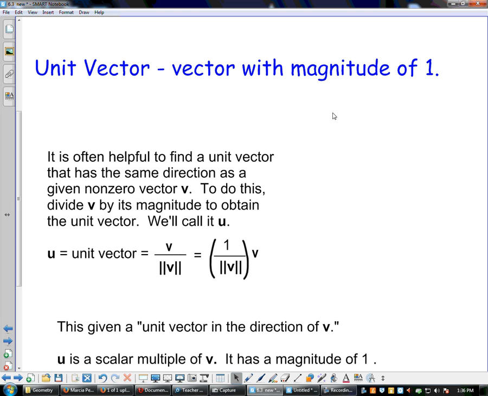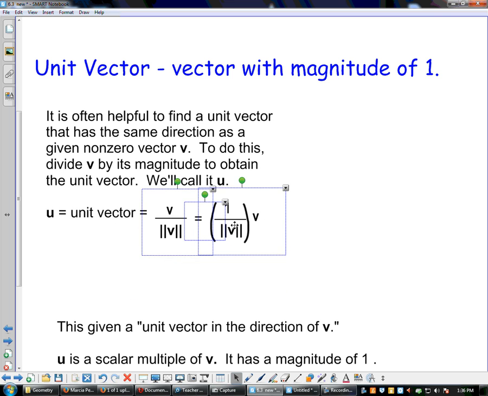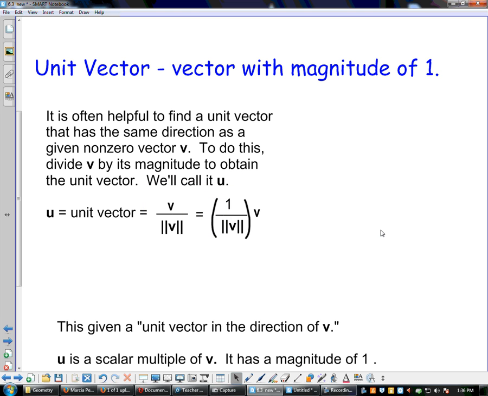Here we go. A unit vector is any vector with a magnitude of 1. It is often helpful to find a unit vector that has the same direction as a given non-zero vector. To do this, we divide vector v by its magnitude to obtain the unit vector, and we'll call it vector u. We often use vector u to represent the unit vector. So if u is the unit vector, we can find it by taking vector v divided by its magnitude, which is the same thing as saying 1 over the magnitude times v.